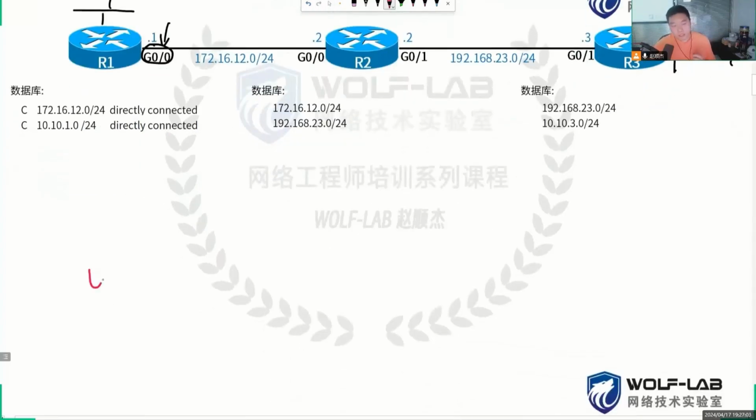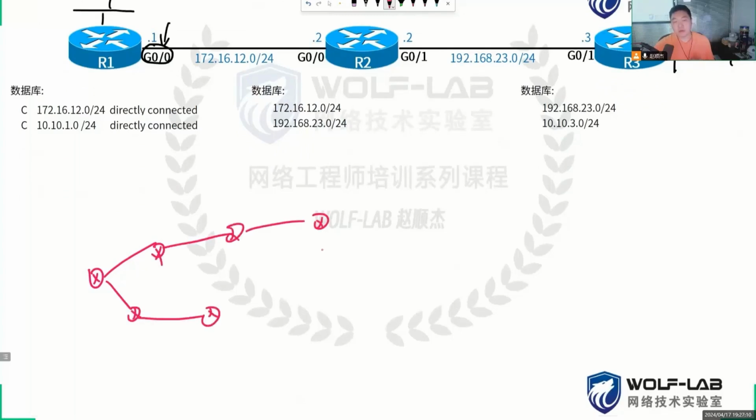Then what do we do? The so-called rumor spreading is easy to understand, like a network deployed like this, like an assembly line work. An assembly line, so-called rumor spreading. How a distance vector protocol works, I have a 10.10.